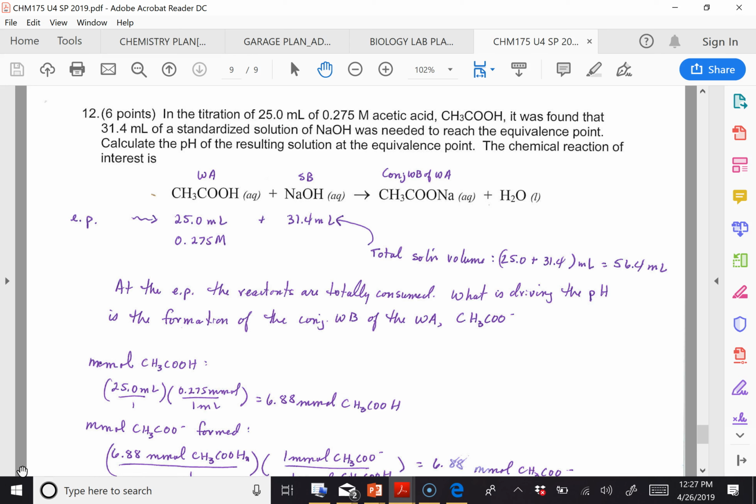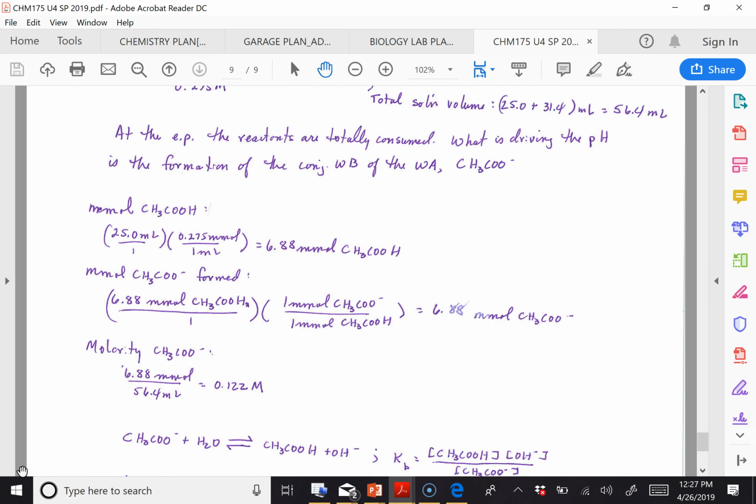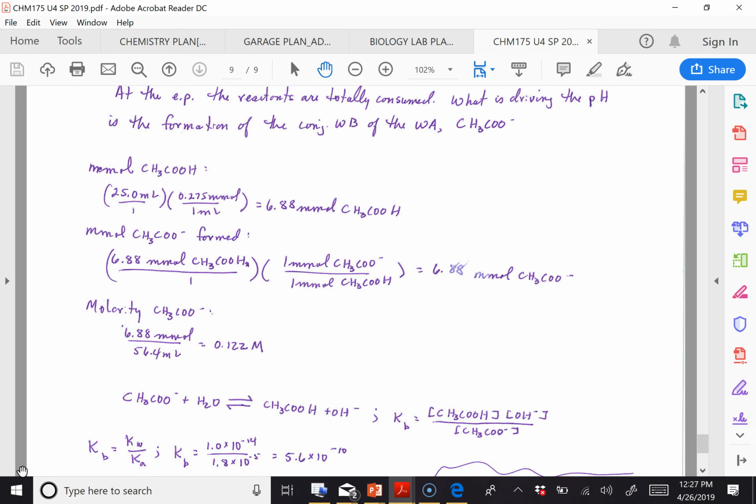So how are we going to get the molar concentration of acetate ion? Well, it's at the equivalence point. We have volume and molarity of the acetic acid, and then we can get to moles from there, and then use stoichiometry to get the moles of the CH3COO negative. Okay, and then we just need to divide that by our total solution volume, which is 56.4 milliliters. That's why you need the volume of NaOH. So that's the molarity of that conjugate weak base we're dealing with.